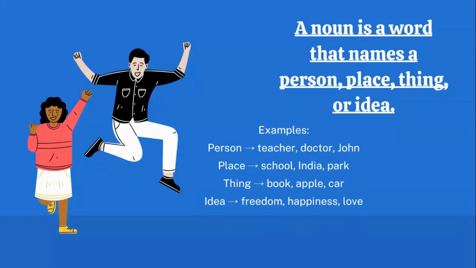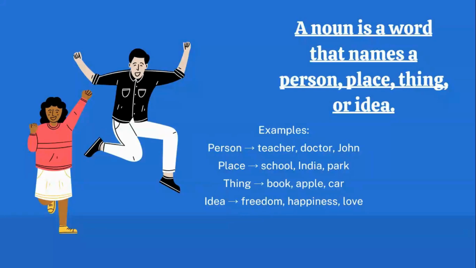Second is place. Place means it may be school, college, for example India, park. This is all about places. So this is also a noun. Okay. And the third one is thing. Here the examples you can see are book, apple, car. All of these examples are things.